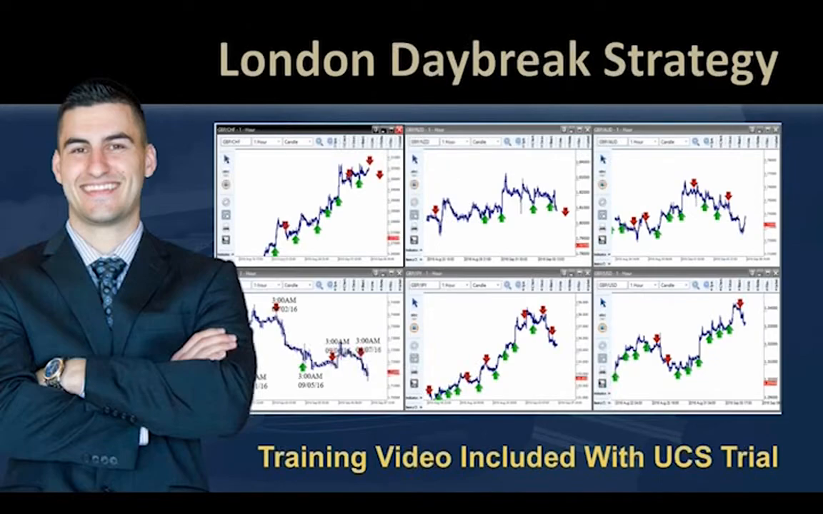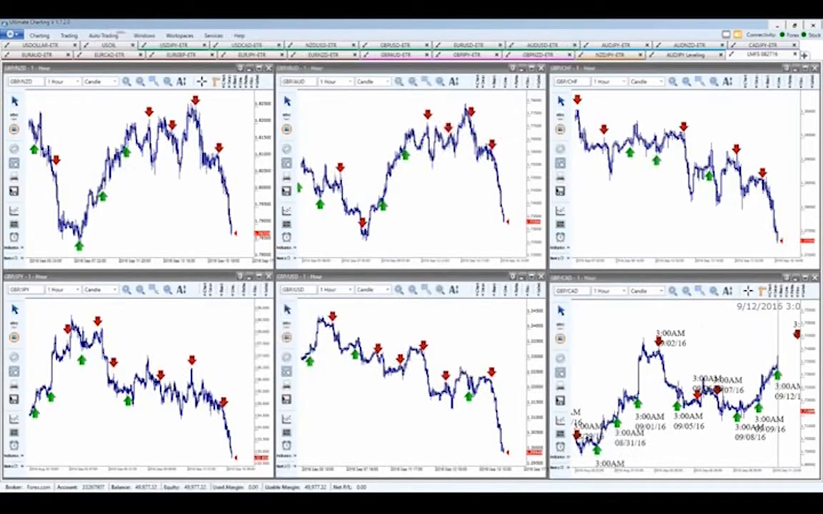But what I'm going to do is go step by step and quickly give you an overview of this London Daybreak trading strategy. The London Daybreak trading strategy is going to utilize these 6 currency pairs that you see on your screen. I'm going to read them off right now. This one in the upper left-hand corner is the Great British Pound, GBP, New Zealand dollar, the Kiwi. So you have the Great British Pound, New Zealand dollar.